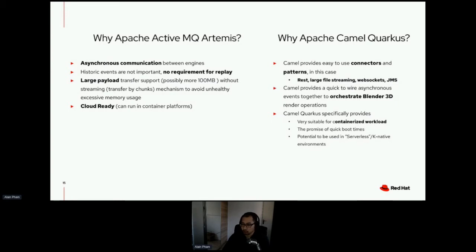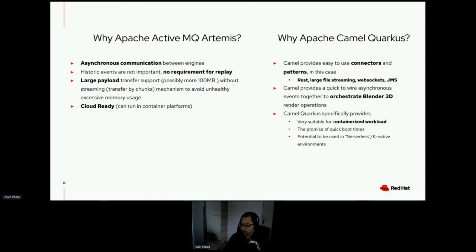And so there was a question that I had, like, why did I actually use ActiveMQ Artemis? So I needed an asynchronous communication possibility between the different engines. So that was the first requirement. Historic events and replays is not a hard requirement here, right? So if we think about things like Kafka, it wasn't really required for this use case.